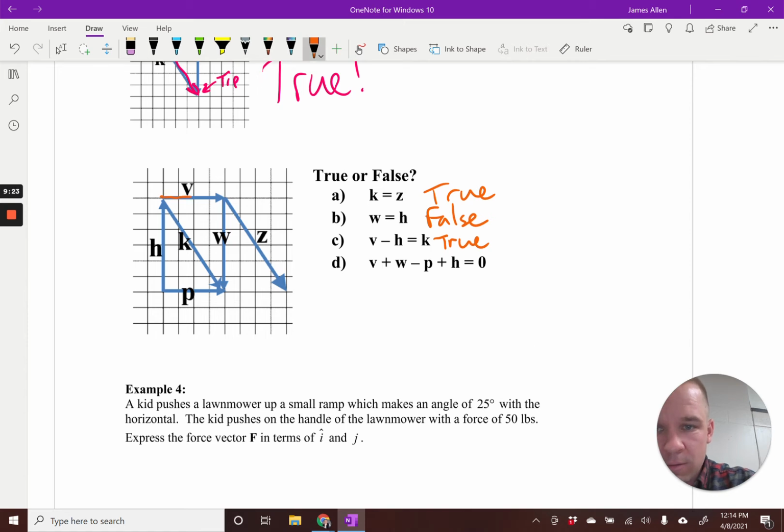V plus W. Okay, we're all set up for tip to tail. Don't need to move anything. And then minus P, so that's going to go the other direction. So now we're doing this. Sorry, the chair's a little squeaky here. And then plus H, so keeping it the same direction, gets back to the same point, which is why it is equal to 0. True.